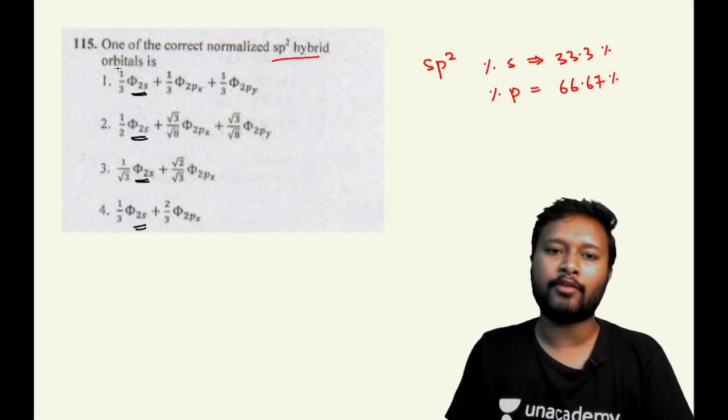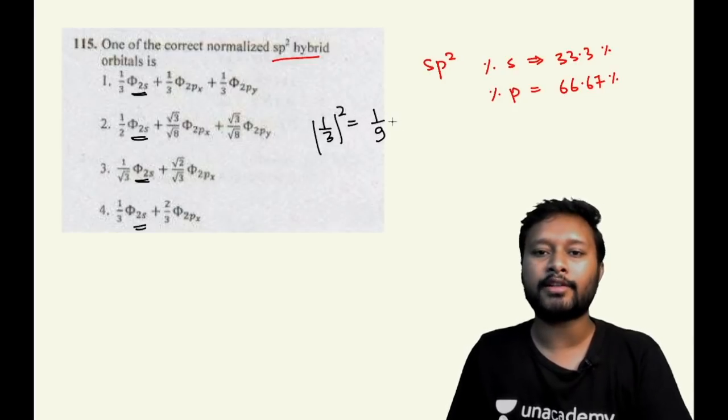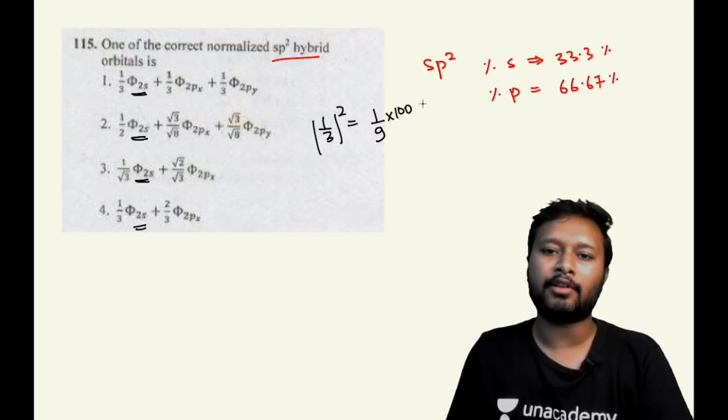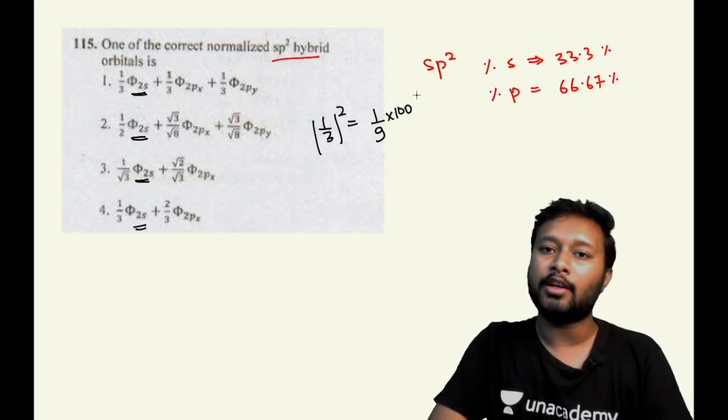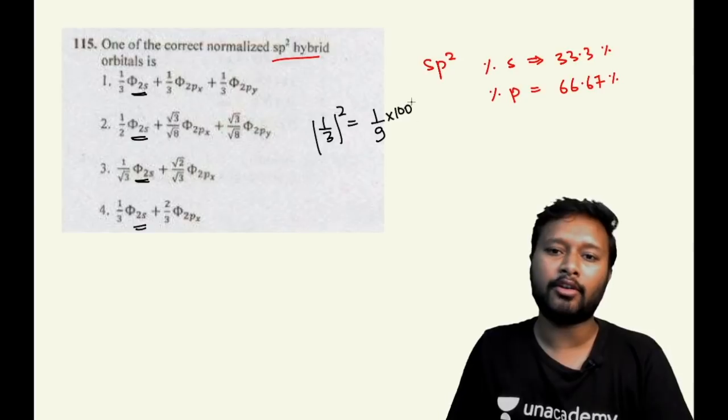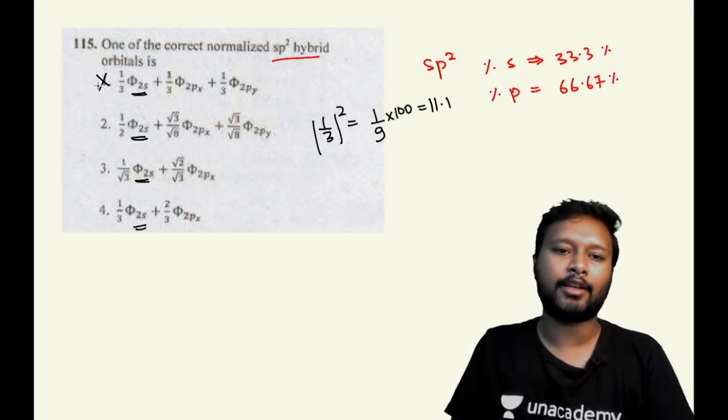The square of the coefficient of option number 1 will be 1 by 3 square, which gives me 1 by 9. If I convert this into percentage, I multiply with 100. Will it give me 33.3? No, absolutely not. This is going to give me 11.1 something. So that's not going to be my answer, and I can cancel out this option.